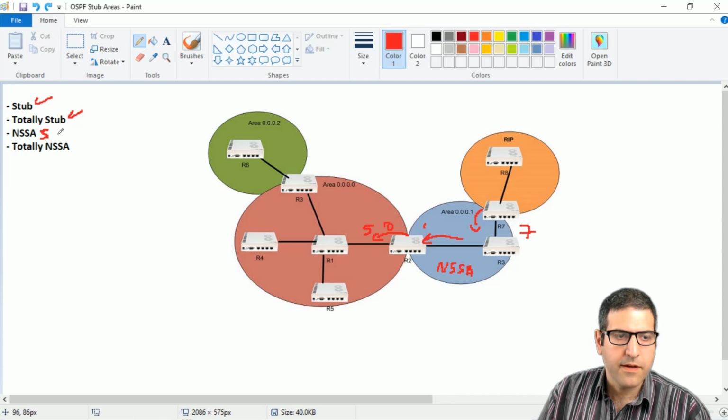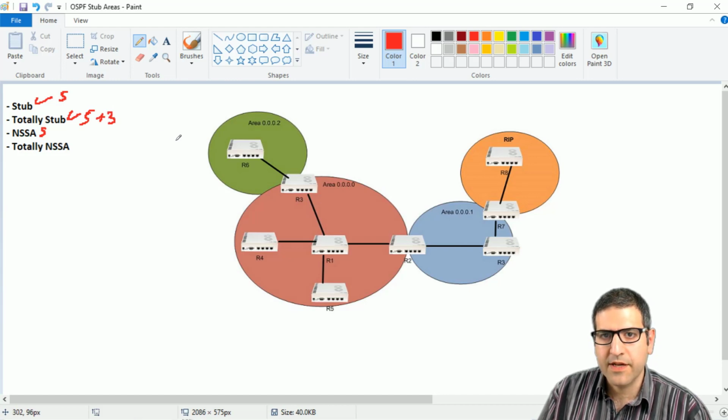Okay, so normally you use it when you have an ASBR. NSSA is always used when you have an ASBR connected in this area. So as a very fast review, we said that the stub area will block all external route LSA type 5. Totally stub area will block also type 5 external routes, but also it will block the inter-area routes, type 3. The not so stubby area will block type 5, but it will translate them, or make them into type 7, to allow them to go to other areas.